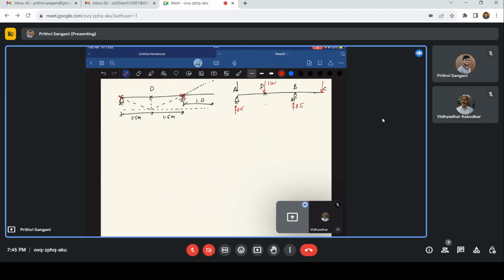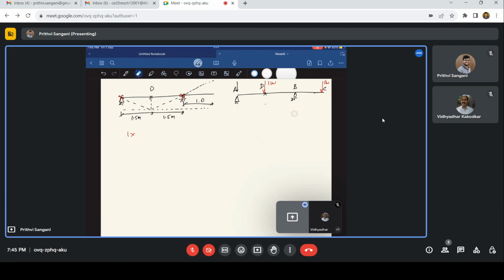And when it is at C, let me place my unit load at C. When it is at C, what happens? We have 1 kilonewton. So this is 1.33. Is it 1.33? No. 1 times 1.33.